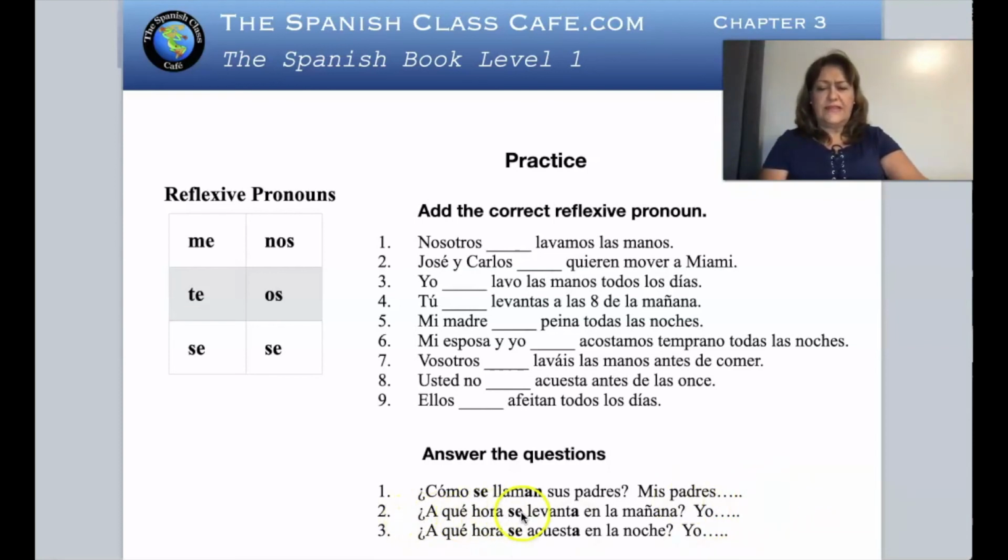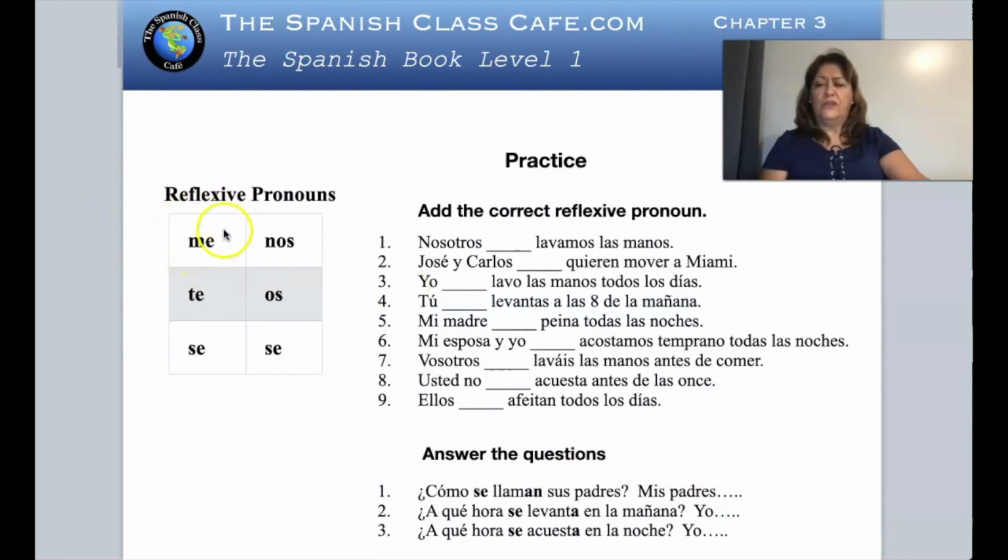¿A qué hora se levanta en la mañana? What time do you wake up in the morning? Now, that's se, because there is usted right here. Then it is yo me levanto a las 5 de la mañana. I wake up at 5 in the morning. You can say it, but you use the yo me levanto.